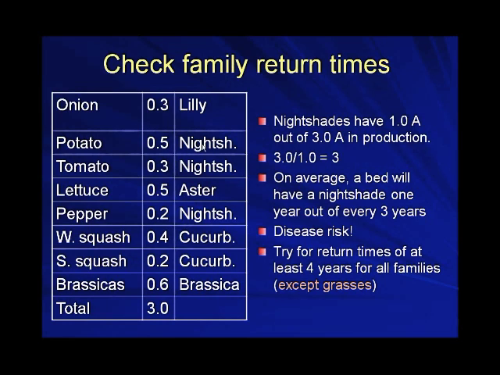We see that if we add up the potatoes, the tomatoes, and the peppers, which are all in the nightshade family, 1 acre of that 3 acres is in nightshades. Now, if we divide the 3 acres by the 1 acre in nightshades, we get the number 3, which is the minimum average return time for the nightshade family on this farm. That is, if the farmer allots the families to beds or fields in the optimal fashion, so that there's as much spacing between nightshade crops as possible, on average, a bed is going to have a nightshade crop 1 year out of 3.